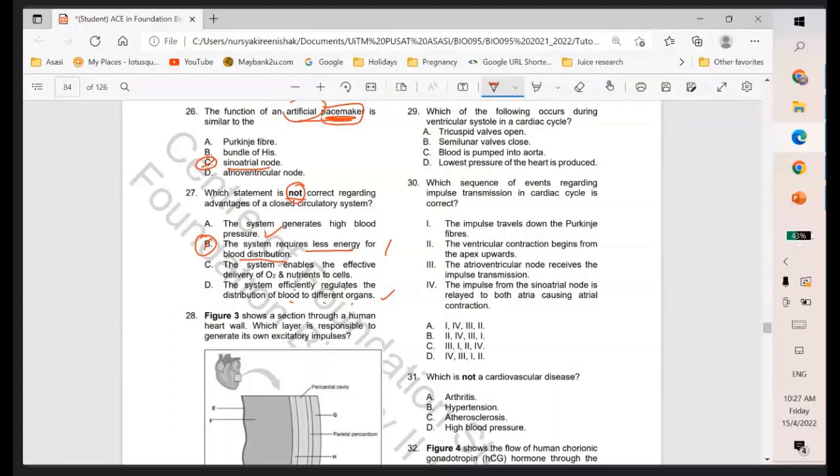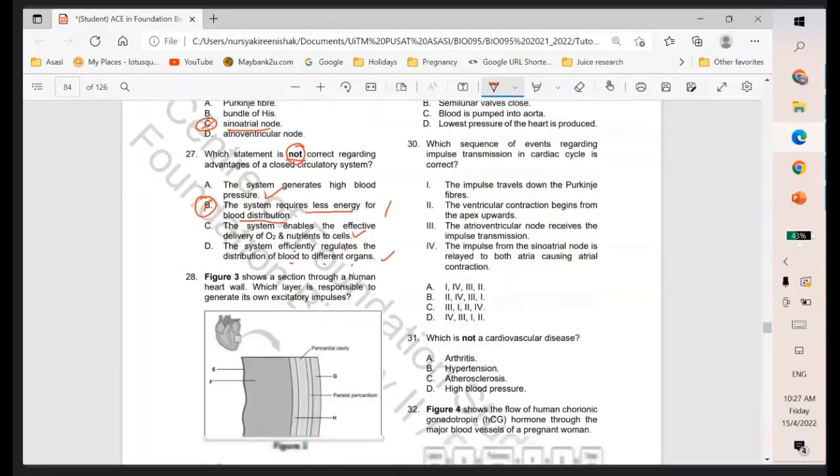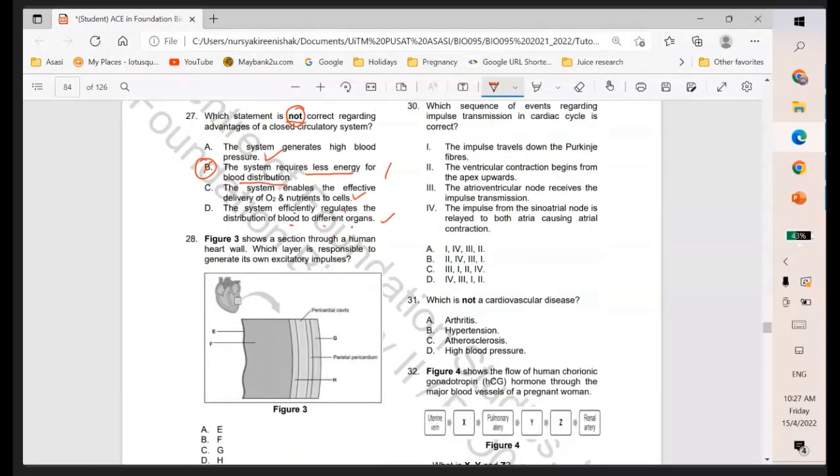Okay. So the system enables the effective delivery of oxygen and nutrients. Betul lah, because the blood will be distributed efficiently throughout the body for the exchange of materials such as oxygen and nutrients. Okay, so the answer is B. So thank you Nabil. Aisyah, next 28. Kita cuba habiskan.